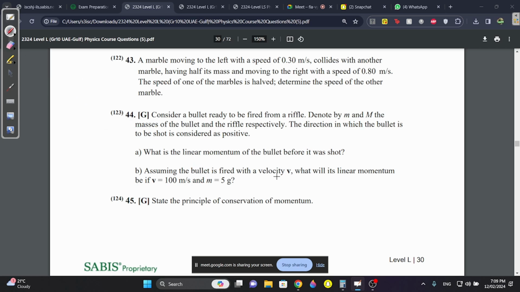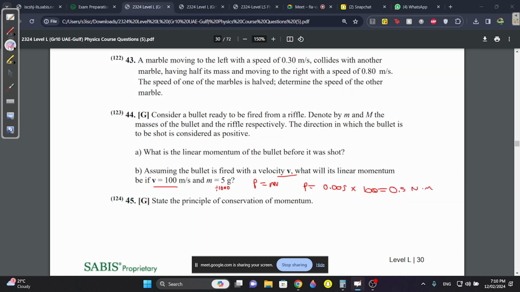Assuming the bullet is fired with a velocity v, what is its linear momentum if v equals 100 meters per second and the mass of the bullet is 5 grams? You do the momentum equals mass times velocity, right? The mass has to be in kilograms, so you have to divide by 1000. Okay, so it will be 0.005, times the velocity 100, you get 0.5.